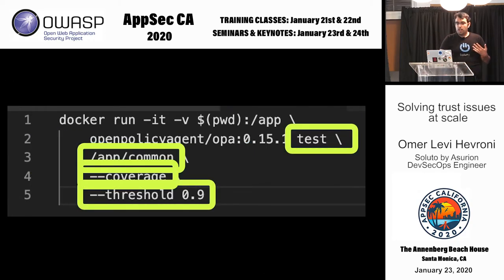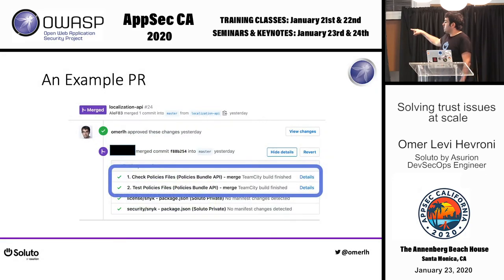And OPA also has support for coverage. So basically, I can say, if the coverage of the test goes below 90%, block the test. And this allows me to ensure that even in a year from now, we still have good tests covering all our policies. And this is what we saw in the PR. We have two tests running on each change, ensuring that our policies are still valid and useful.